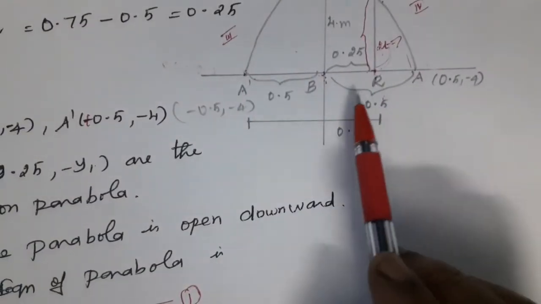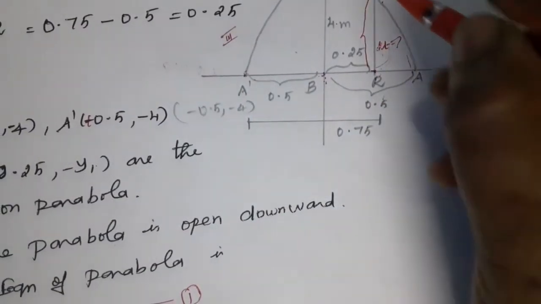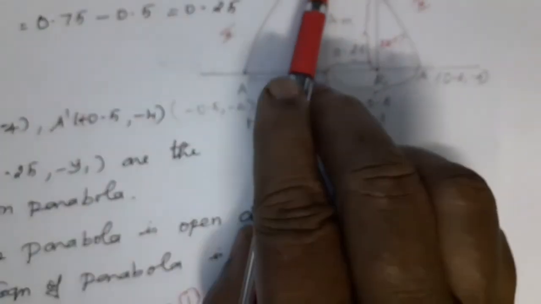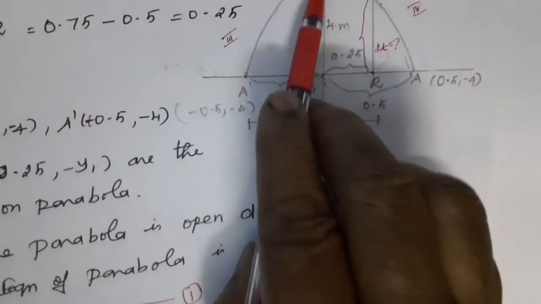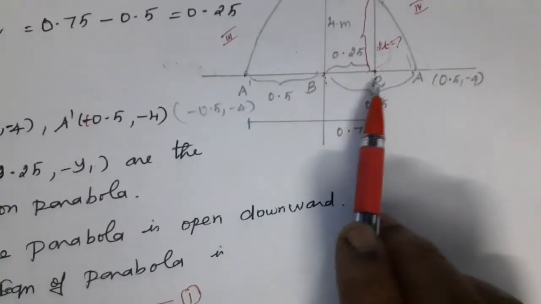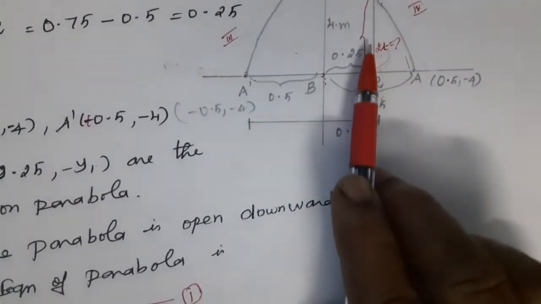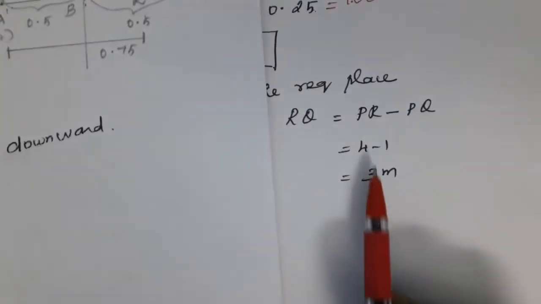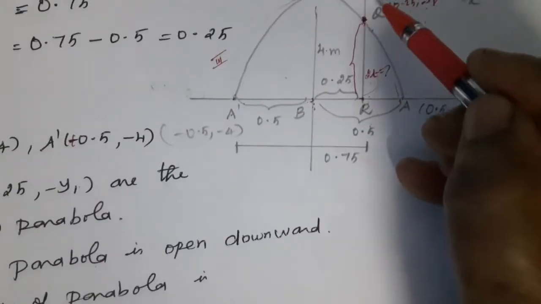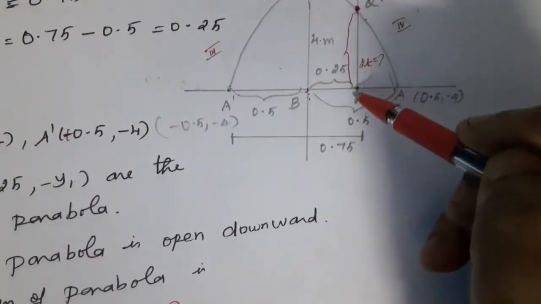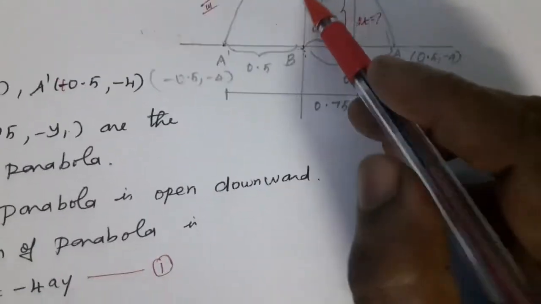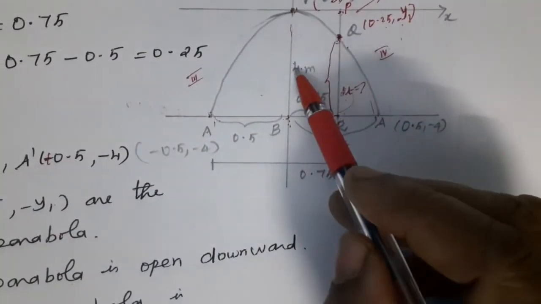What is our PR? See that one, here taken as P, because from the vertex the maximum height is 4 meter. Therefore, we need QR. QR equals PR minus PQ. PR, the total length, minus PQ, or otherwise 4 minus 1, is 3, because the maximum height of the waterfall is 4 meter.